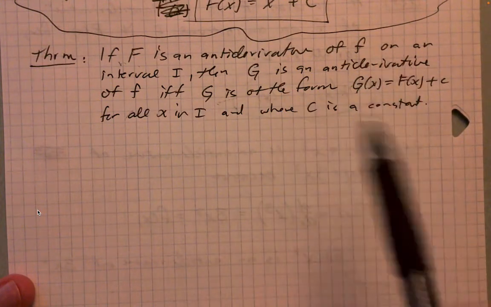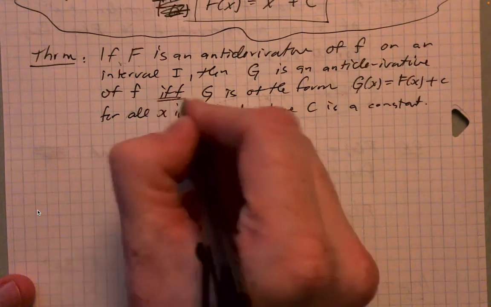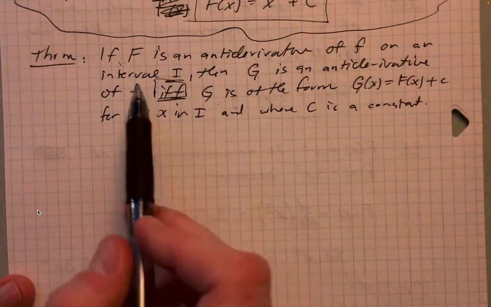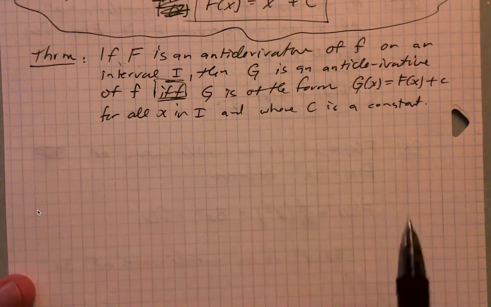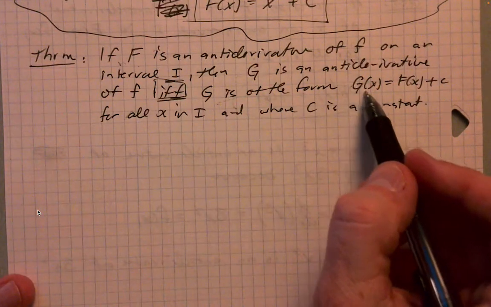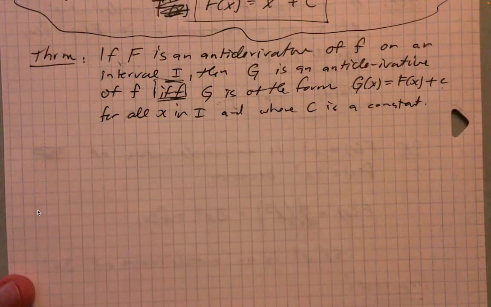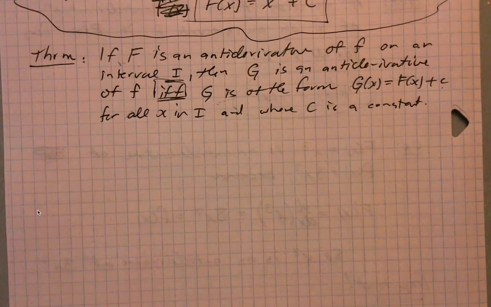And in fact, this is an if and only if statement, right? So that means it goes both directions. If the first part is true, then it implies this. And the reverse also: if g of x equals big F of x plus c, then g is an antiderivative of f. Okay, so this is the idea. Now let's go ahead and prove this theorem.